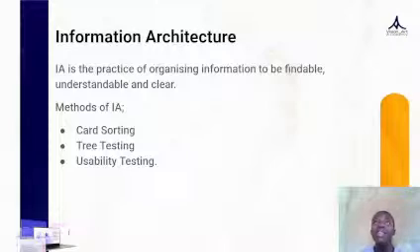It helps to organize information, and the methods by which you can get this done are, number one, card sorting, tree testing, and usability testing. So card sorting, let's talk about that a bit. Card sorting is a situation whereby you have some features, and you also have some information that is related to each feature. Then you give it out to your users to help you organize them under each section.